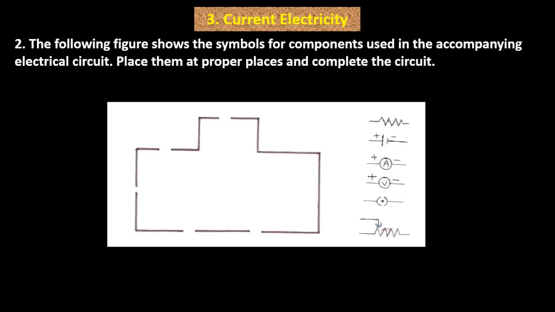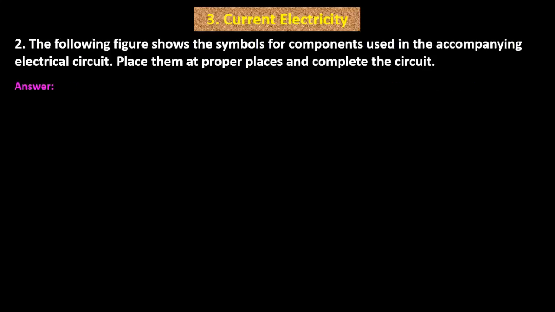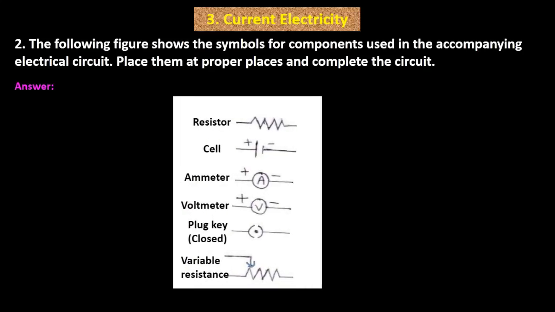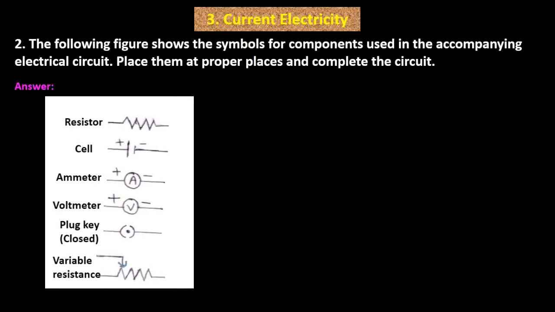Question number 2. The following figure shows the symbols for components used in the accompanying electrical circuit. Place them at proper places and complete the circuit. Answer. See in the figure: resistor, cell, ammeter, voltmeter, plug key which is closed, variable resistance.